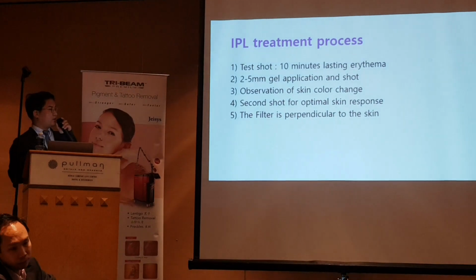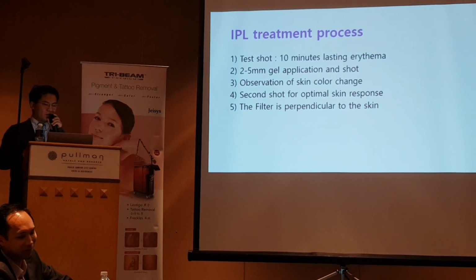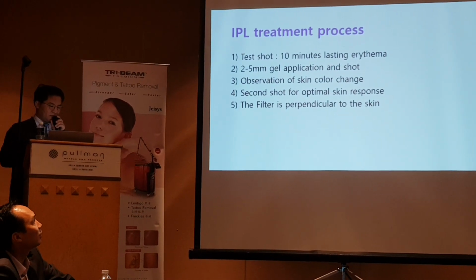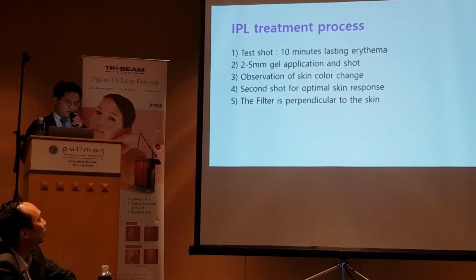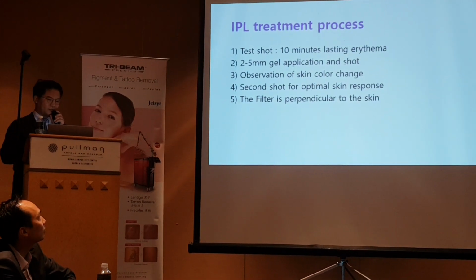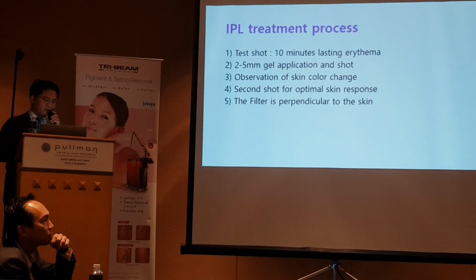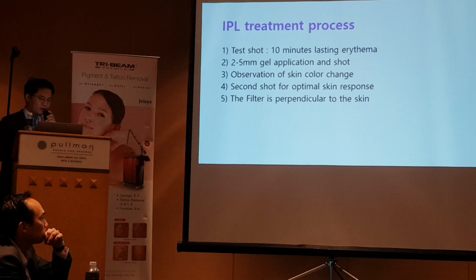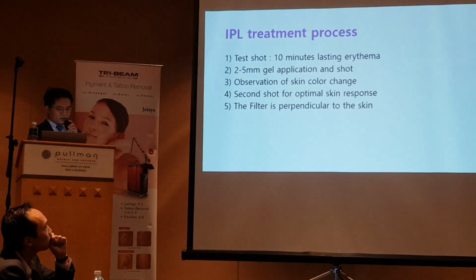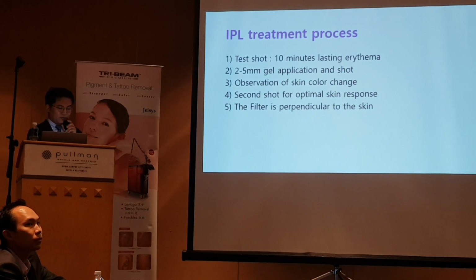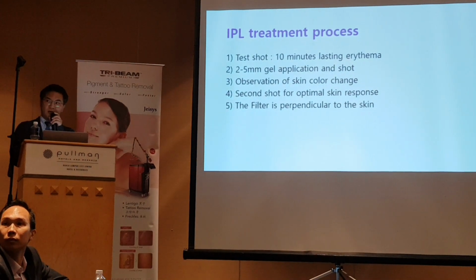Second, 2 to 5 millimeter gel application and shot. And after the full face shot, you observe skin color change and target tissue. If the endpoint of target tissue is observed, stop the shot. But if the endpoint is not optimal, you can shoot again to the target region.